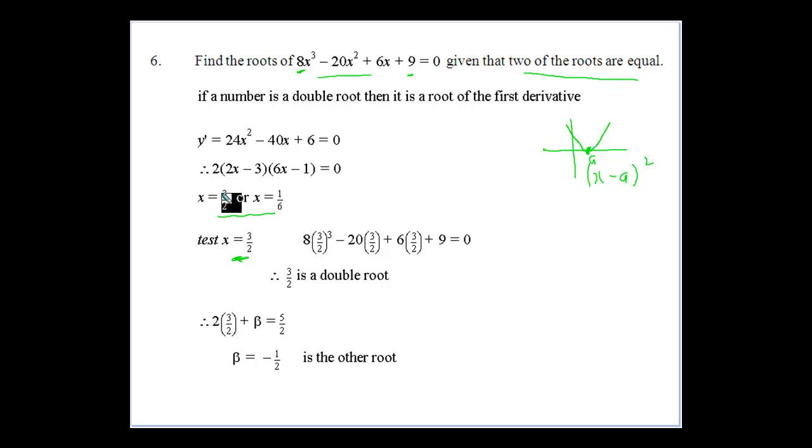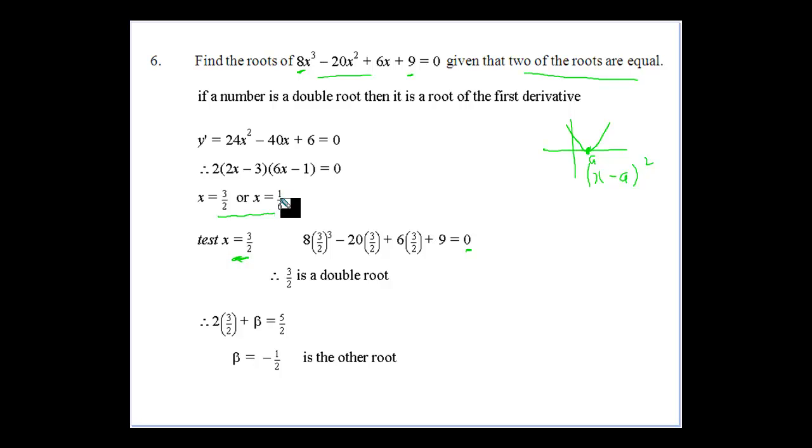Now, those are both turning points. So at the turning points there, if either one's a double root, the original function should give us 0. And I got lucky in that I put 3 on 2 in, and it worked out to be 0. So obviously 1/6 doesn't work out. You can't have two double roots in this situation.